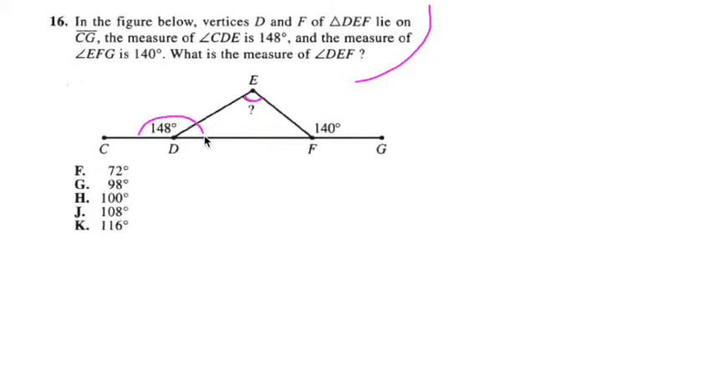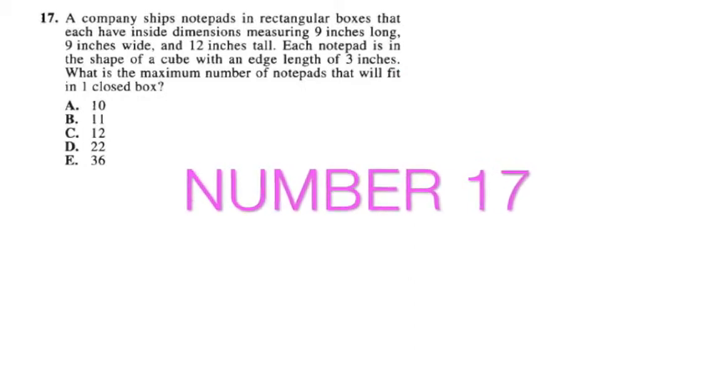Since these are supplementary, 148 plus this angle is 180 degrees, and 140 plus this angle is 180 degrees. So we know that this is 32, and we know that this is 40, and then 32 plus 40 plus x has to equal 180. So 180 minus 32 minus 40 will give us our x, and that is 108. J is our answer.